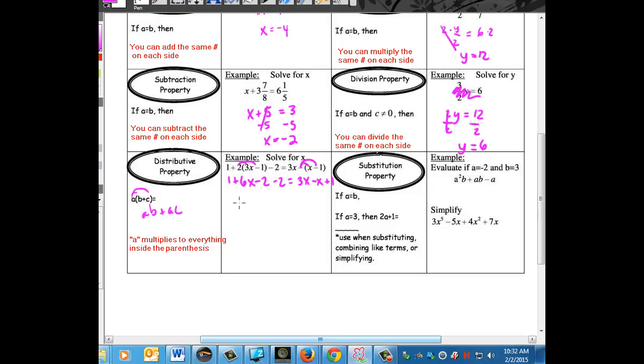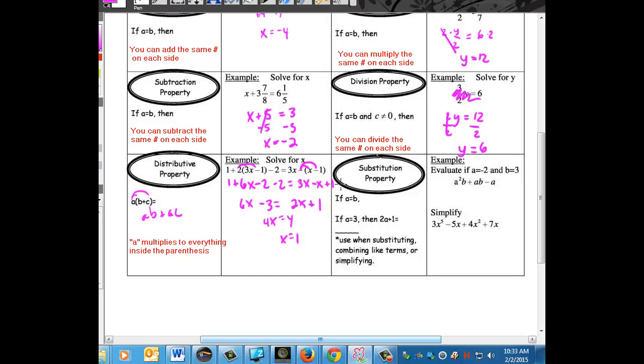Next, from here, we must combine like terms. So that's going to give me 6x minus 3 equals 2x plus 1. And then solve for x, we end up getting 4x is equal to 4, x is equal to 1. Next, our substitution property. If a is equal to b and a is 3, then 2a plus 1, I can substitute in 3 for a, and that would give me 7.